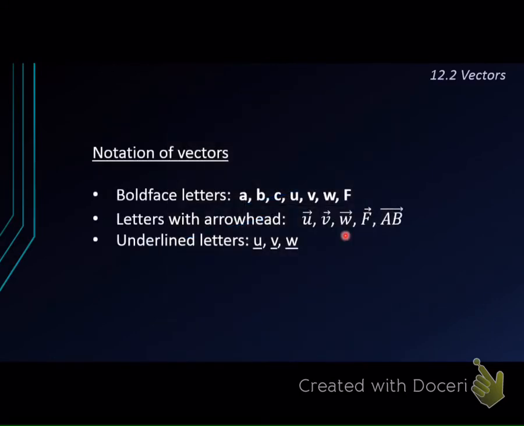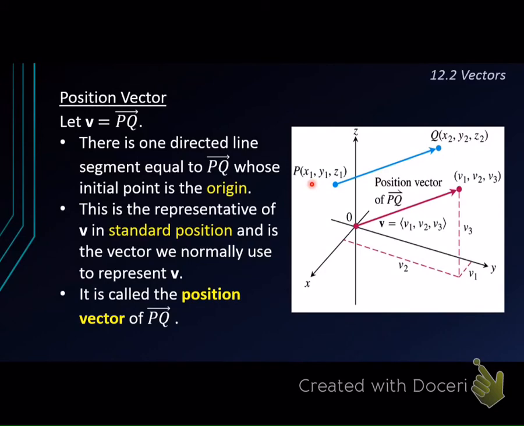Now, besides having the starting point and the terminal point and an arrowhead on top, writing a symbol for a vector, we also have other notations for vectors, such as boldface letters like this, or letters with an arrowhead like U, V, W, F also can, okay, or underlined letters like this. They all represent vectors.